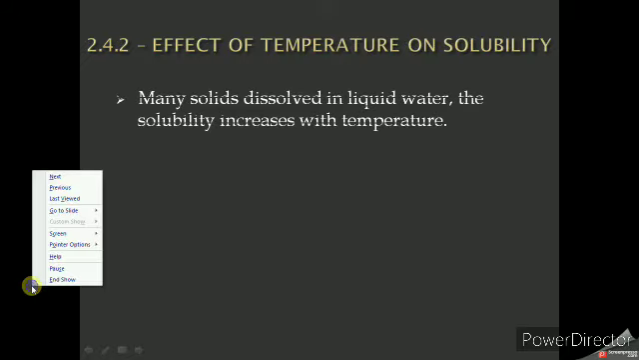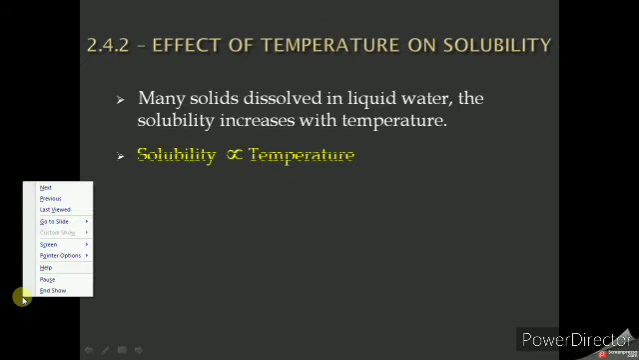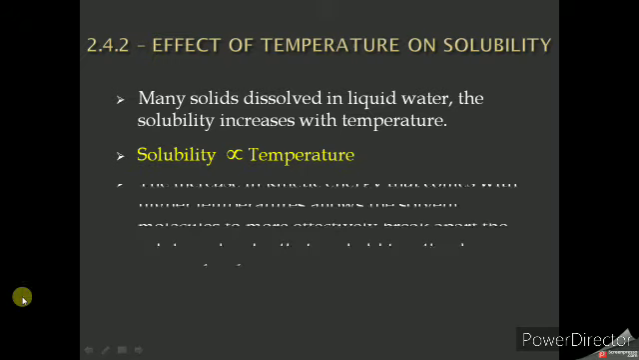Then next one is the effect of temperature on solubility. Many solids dissolve in liquid water. The solubility increases with increasing temperature. This is the common rule. So we can write the relation between solubility and temperature: they are directly proportional.